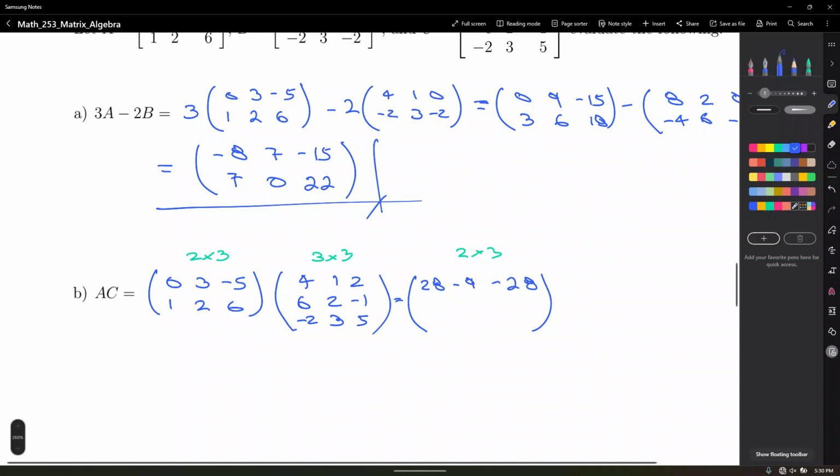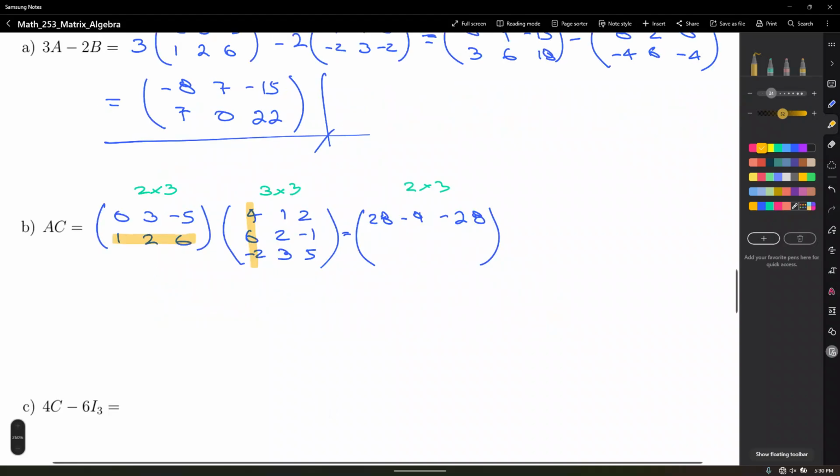Okay, now we're done with the three columns on the second matrix. Now let's repeat the process. That'll be the second row of the first matrix with the first column in the second matrix. So 1 times 4, which is 4, plus 2 times 6, which is 12, that's 16, right? Plus 6 times negative 2, which is negative 12, that actually adds up to 4, right?